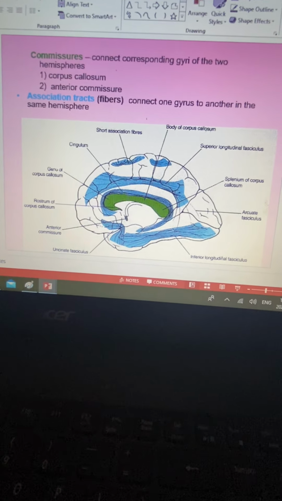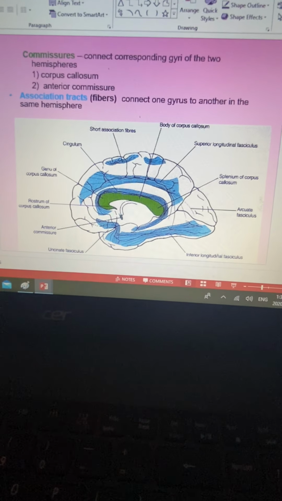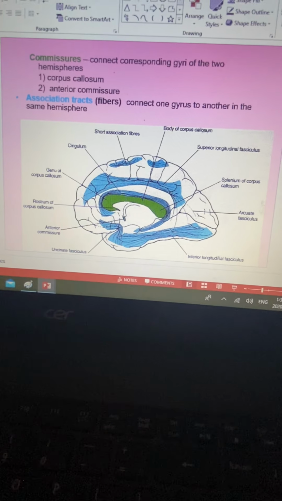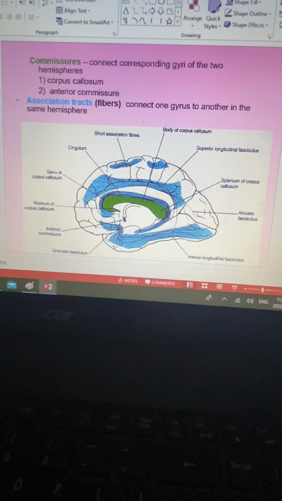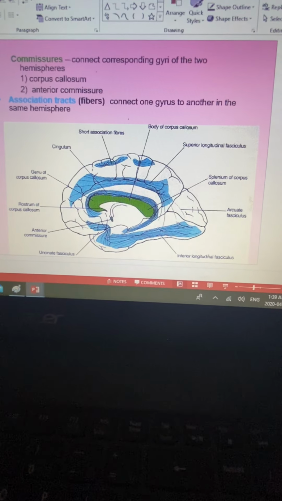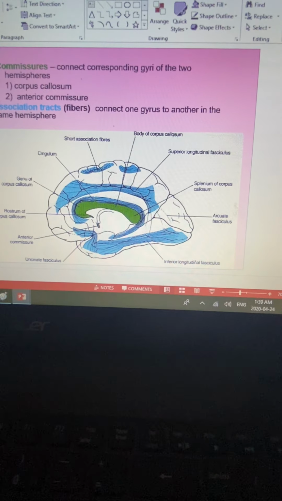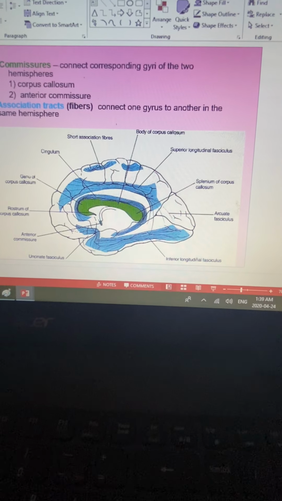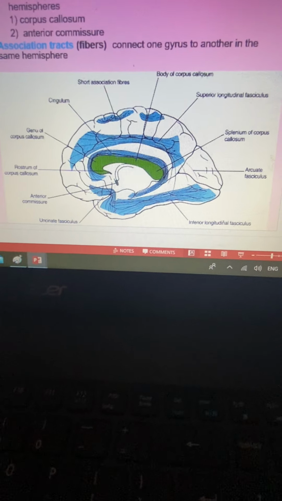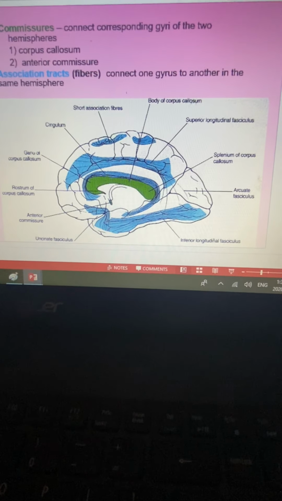They don't want to know what the other hemisphere is doing. They are least concerned with the other hemisphere, while the commissures are concerned with the other hemisphere, right? So in this figure you can see a sagittal section which is showing us the corpus callosum in green. This is the largest commissure of the brain, and then we have the association fibers.